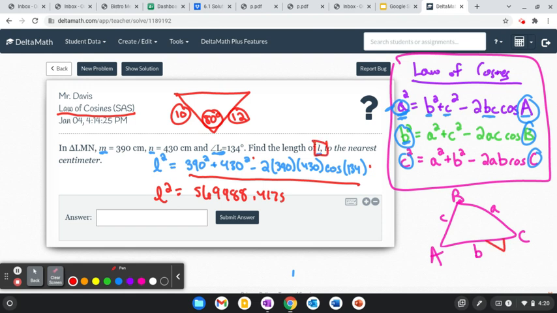So how do we find that? Well, we take the square root. So we'll take the square root of both sides.